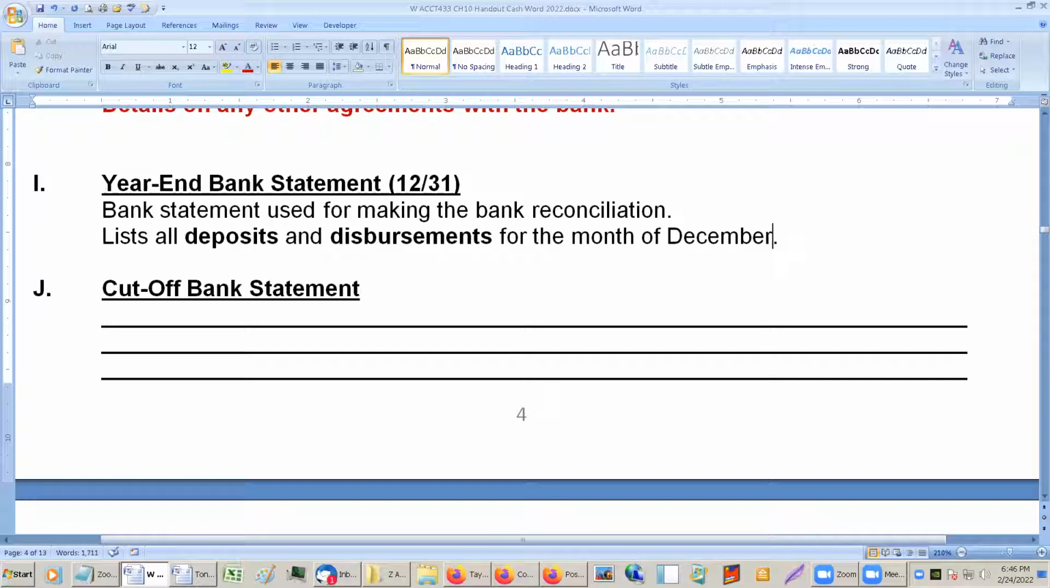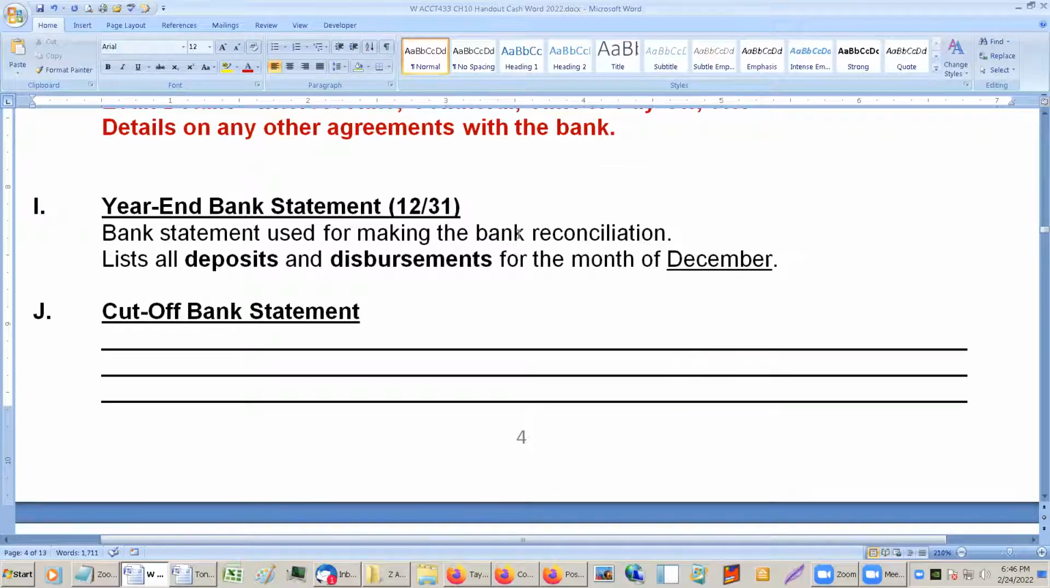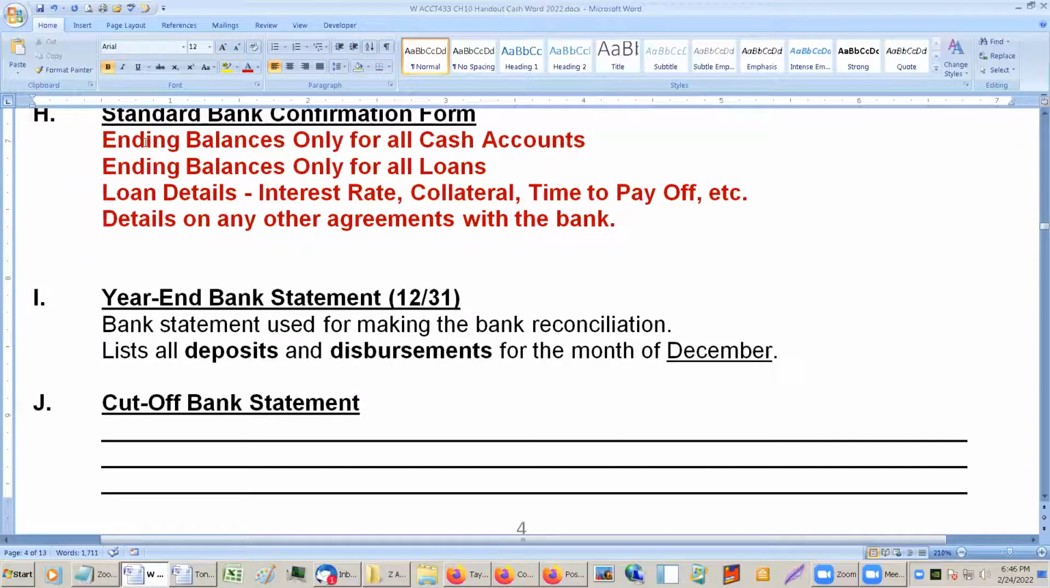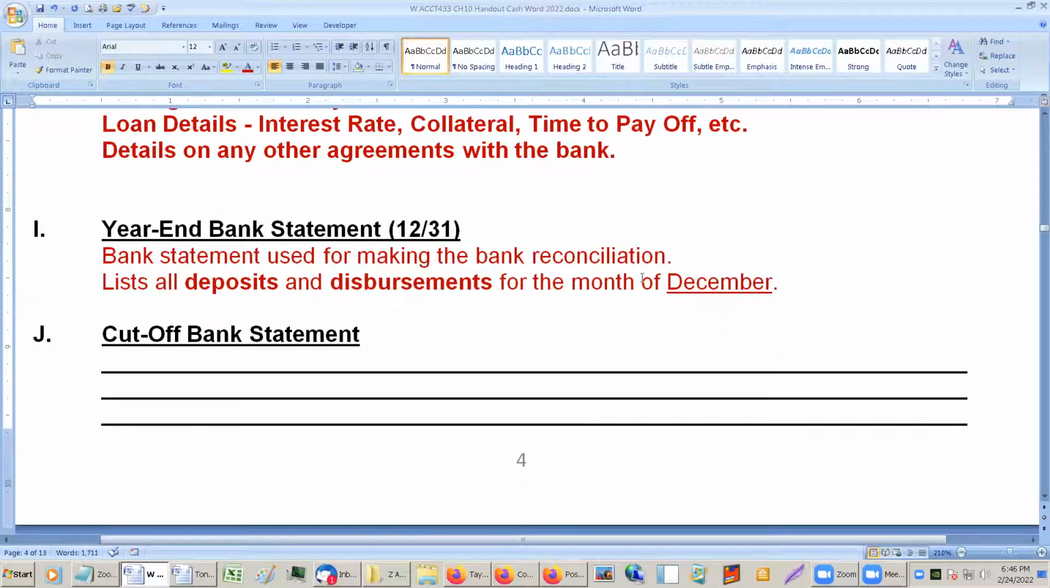Although I'll tell you a crazy one that came up in an audit that I had. So usually it would be reconciled to the month of December. Now, notice this has transactions on it, whereas this doesn't. The standard bank confirmation doesn't have any transactions on it. This actually will have the transactions that you need to make your bank reconciliation.